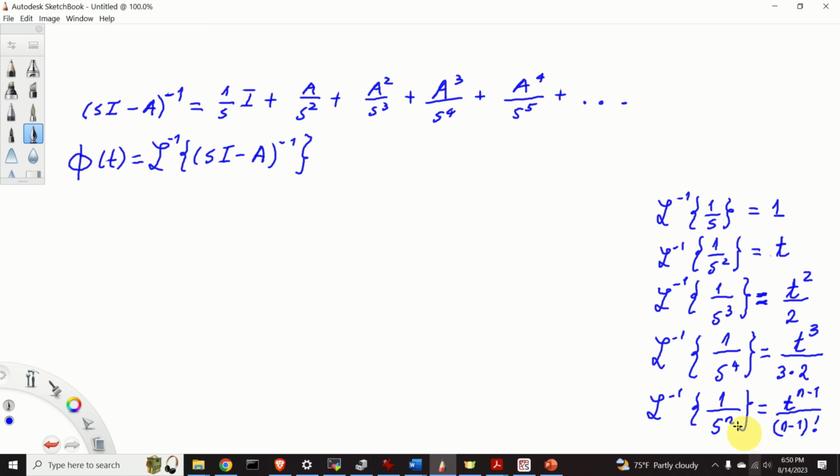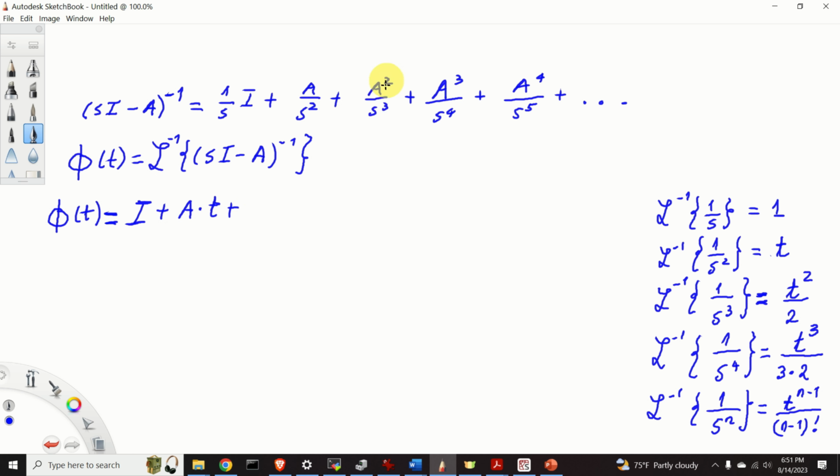Let's apply these rules to our original expression, and let's see what we get. Our state transition matrix is, what's the Laplace transform, or better to say inverse Laplace transform of this term? The inverse Laplace transform of 1 over s is simply 1. Consequently, I will write here identity matrix. What's the inverse Laplace transform of A over s squared? To solve this inverse Laplace transform, we need this expression. Consequently, we will write A times t.